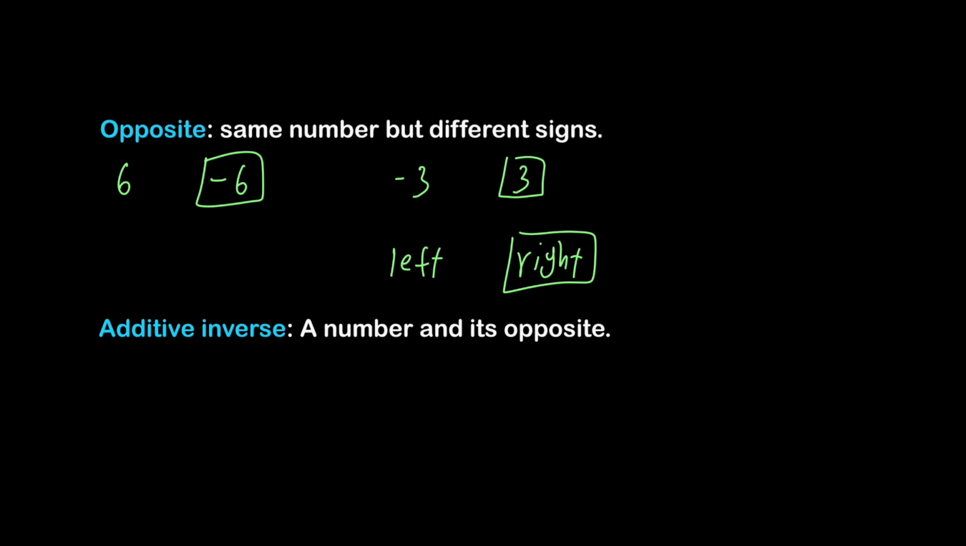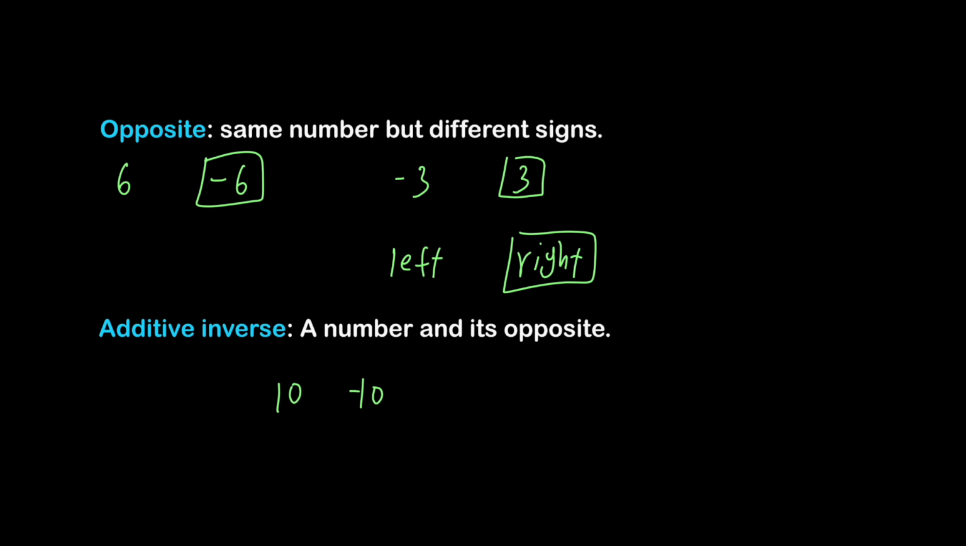Now the additive inverse is a number and its opposite. So there will be two things right now. Let's say I have a number and its opposite is negative 10.